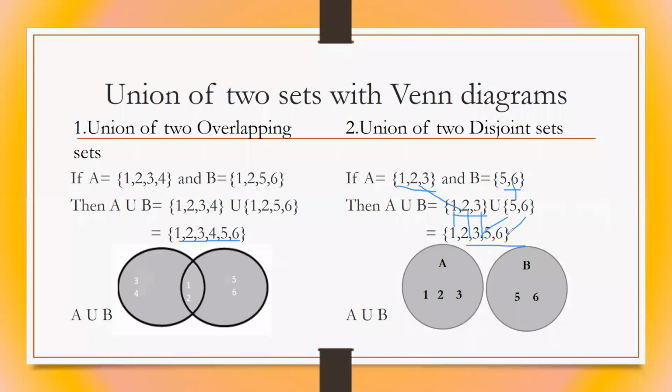This is the answer. Now for the Venn diagram, what do we have to check? We have to check the question. The question is 1, 2, 3 for set A and 5, 6 for set B. So draw two circles separately. Why separately? Because it's a disjoint set. So here we get 1, 2, 3 in set A and 5, 6 in set B. And for shading, shading depends upon the answer.